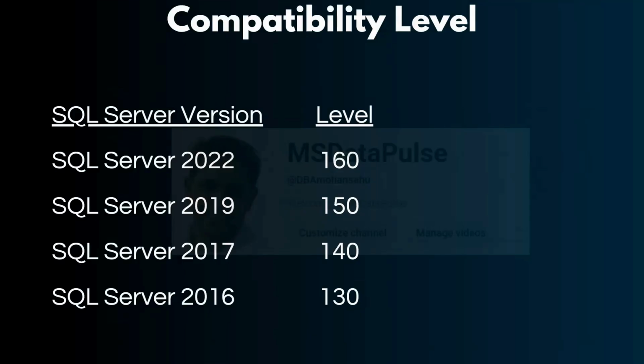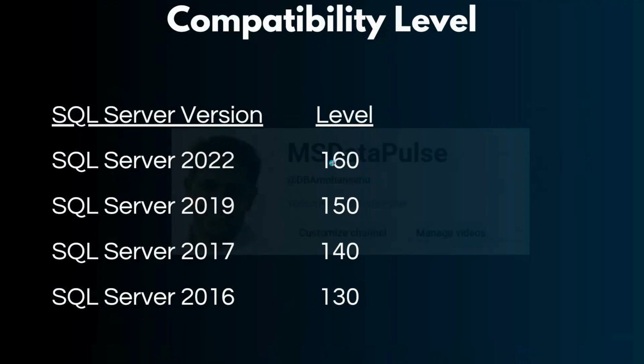Every new version of SQL Server has a smarter query optimizer, and when you upgrade your compatibility level, it unlocks the intelligent query processing features that can make queries run 10 times faster without changing any code. These are some of the compatibility levels per version. SQL Server 2016 has 130, SQL Server 2017 has 140, and SQL Server 2022 has 160.